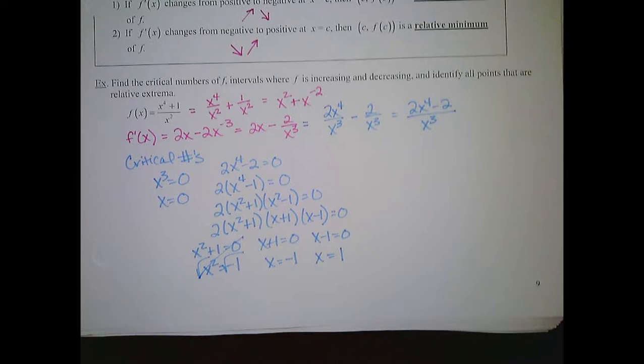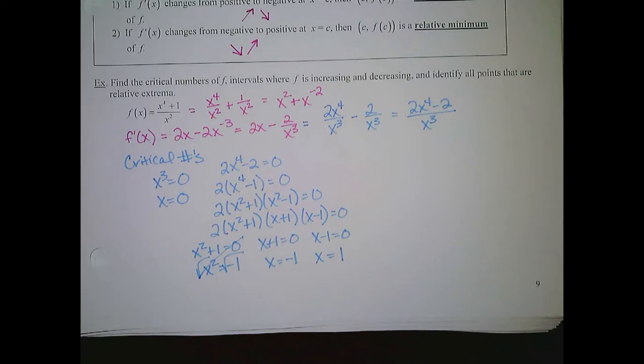So no real numbers here. But overall, we have 3 critical numbers. 1 where our derivative would not exist at 0, and 2 where our derivative is equal to 0. 1 at x equals negative 1, and 1 at x equals positive 1. So that takes care of our critical numbers.